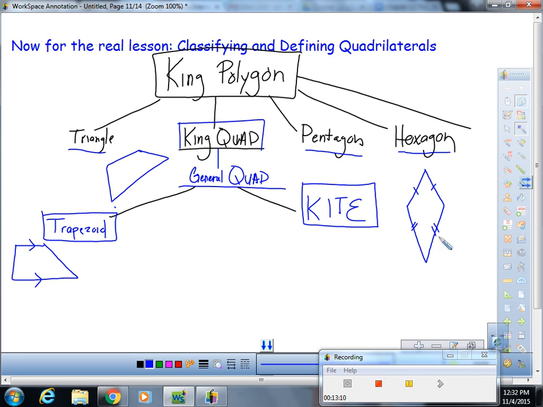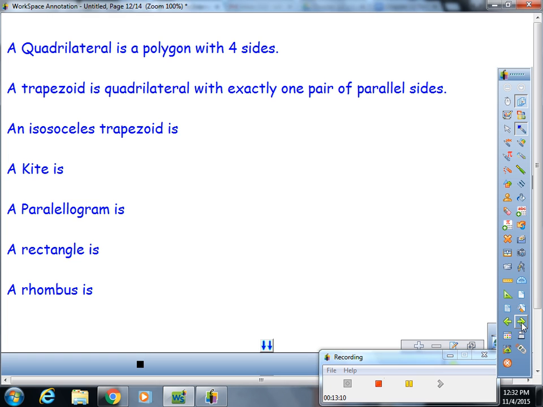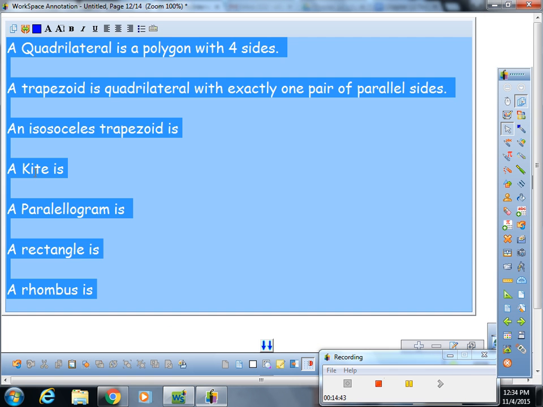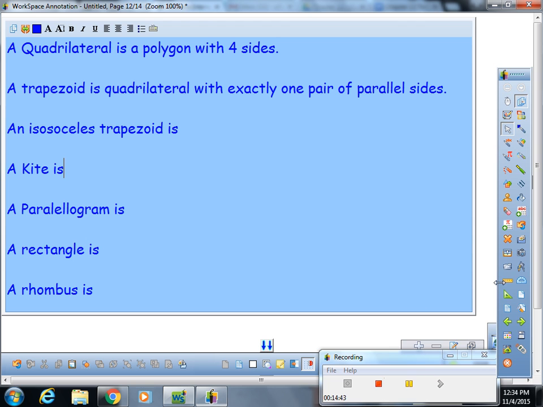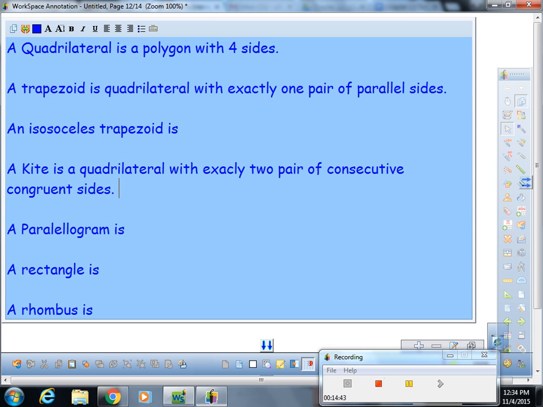So, if we can try to give that a definition. So, a kite is a what? It's a quadrilateral. Okay? It is a quadrilateral with exactly 2 pair of consecutive congruent sides. Okay? Now you might see a gap here. We're going to come back to that.